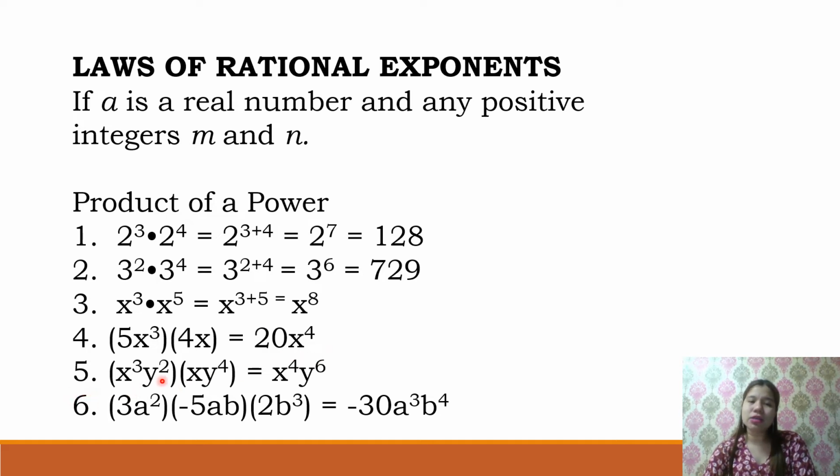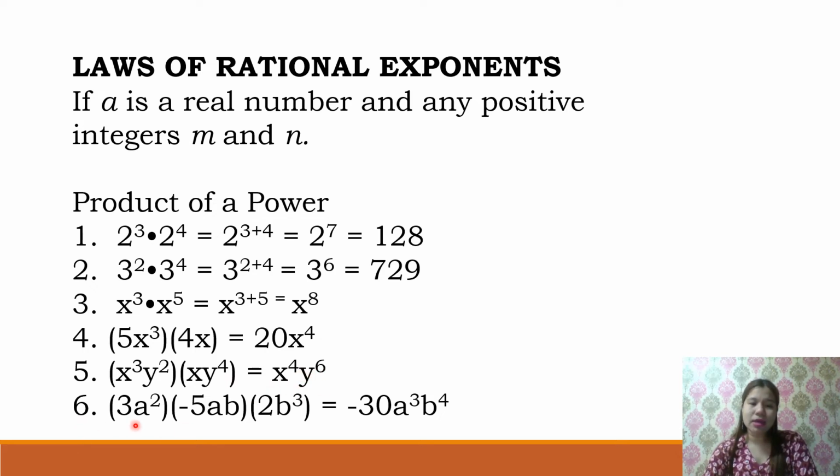Number 5 is x cubed y squared times xy raised to 4. So, add natin exponent ng x. Ito 3, this one is 1, so we have x raised to 4. And for y, we have 2, and then the other one is 4. So 2 plus 4 is 6. X raised to 4, y raised to 6.